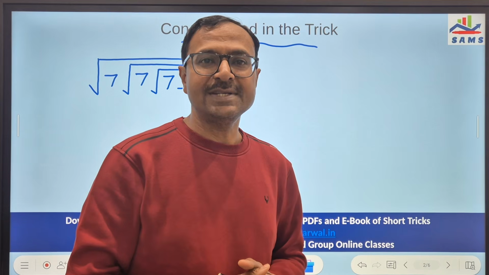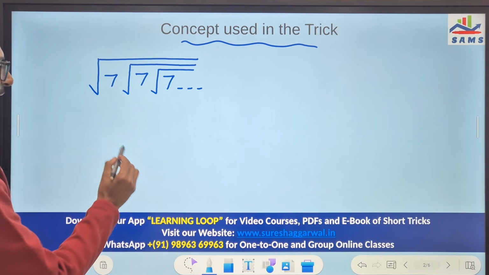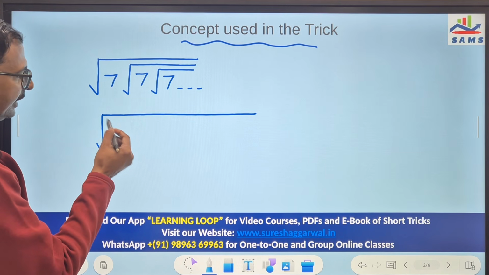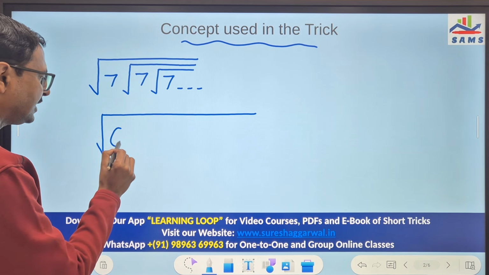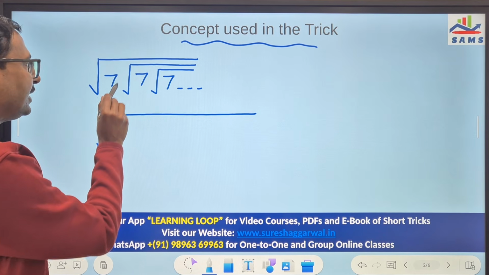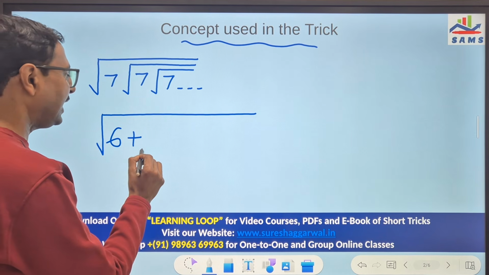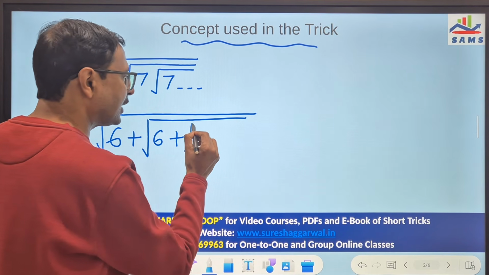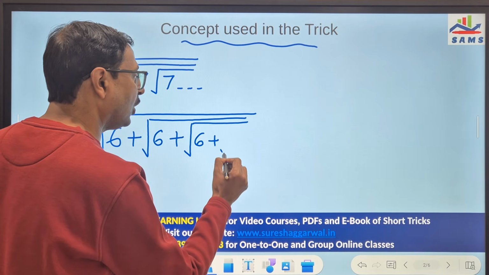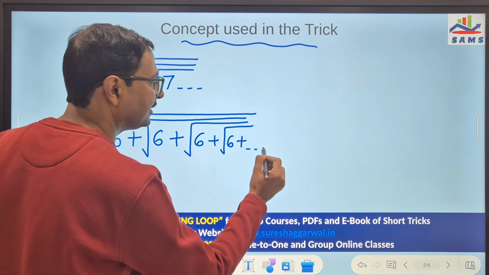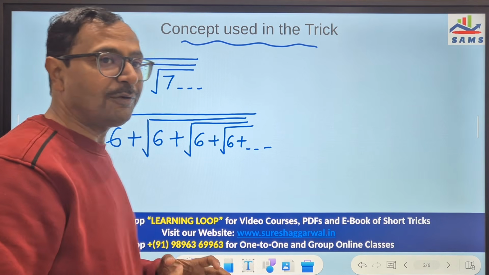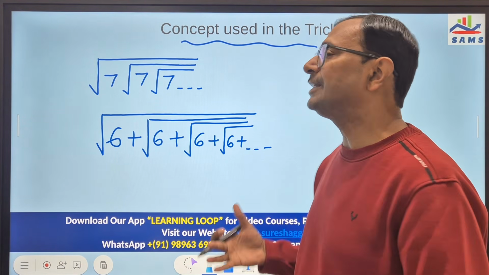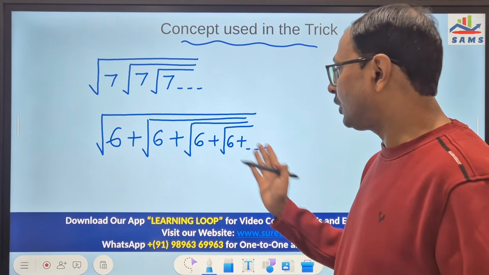The second type of question is similar but like this. Suppose you have a number like 6 and there is a square root of 6, and now instead of multiplying we are adding another square root of 6 like this, and adding another square root of 6 like this, and this might go on and on like this. So you are asked to find what is the value of this particular question. Traditional methods of removing the square roots are not going to work because they might go up to infinity.